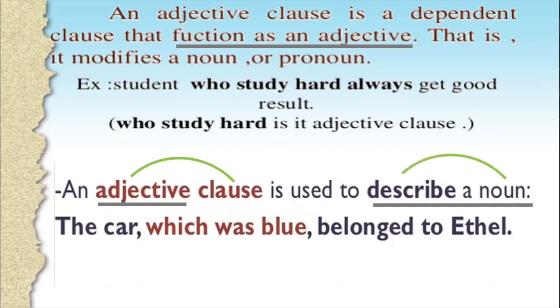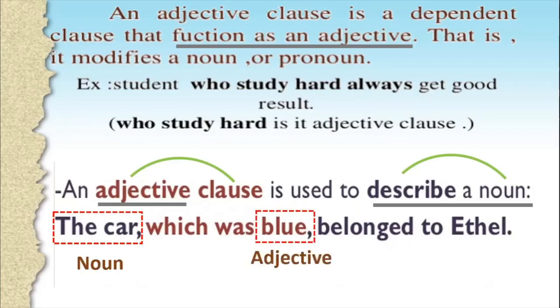Okay. So let us look at an example. The car. Here the car is the noun. Okay. What car? The car which is blue. So blue is the adjective. Like I told you, you can also say the blue car belonged to Ethel. Okay, that was also correct. But since we are learning clauses here, we are turning this adjective into an adjective clause, and I am teaching it to you.